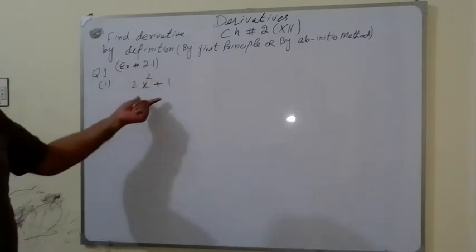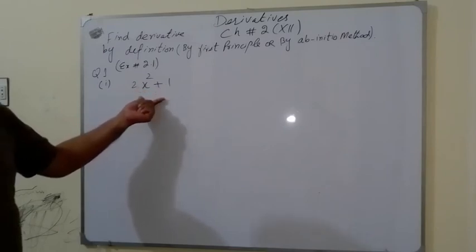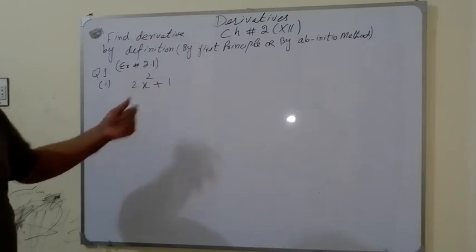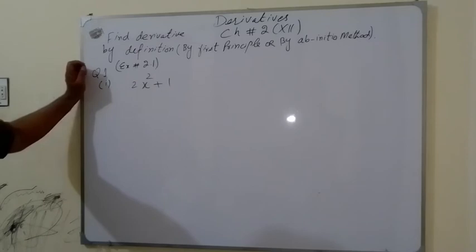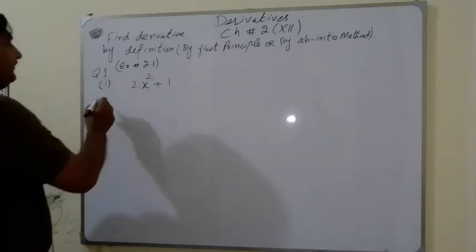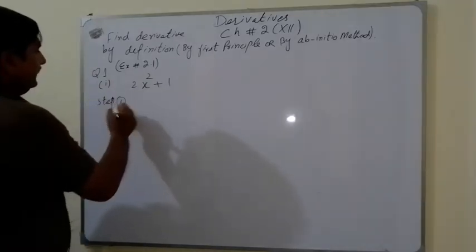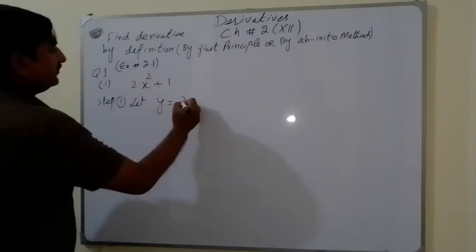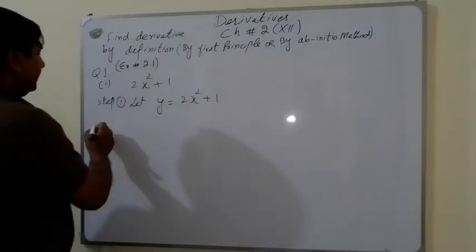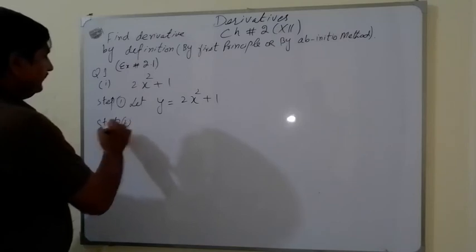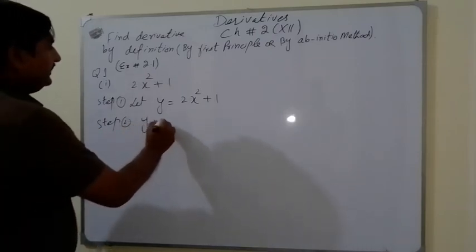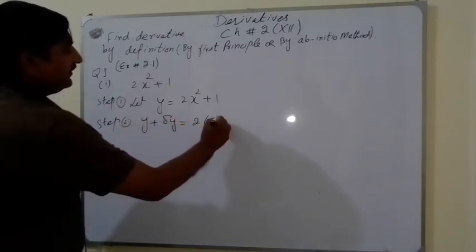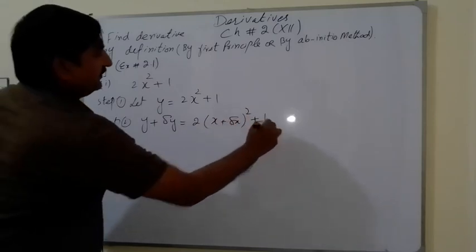Fine. We have to derive it with the help of the definition, or by the first principle, or by the ab initio method. So we have to do 4 steps to determine the derivative by the first principle. Step 1: let y equal 2x square plus 1. The second step: we have to replace y by y plus del y, and x by x plus del x, so 2 into (x plus del x) whole square plus 1.